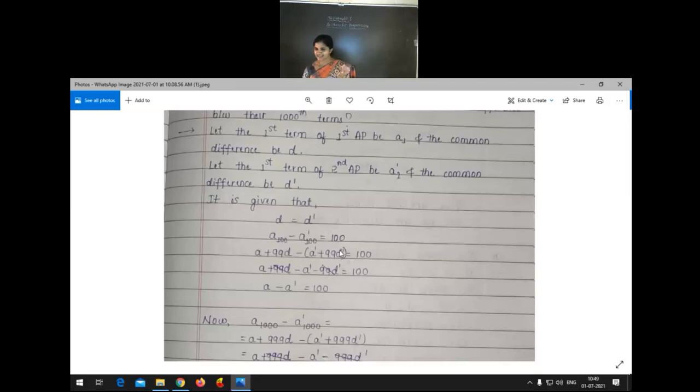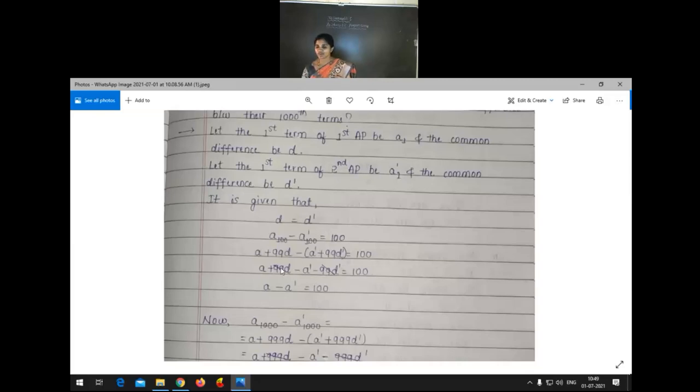A 100 in the sense A plus 99D, no? So then A dash 100 is what actually? A dash plus 99D dash, that is equal to 100. Now it's time to open the bracket. Then A plus 99D we minus. So here minus into plus minus A dash. Then minus into plus minus 99D dash.